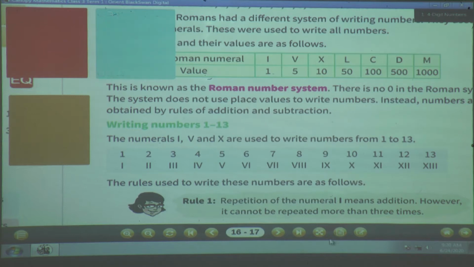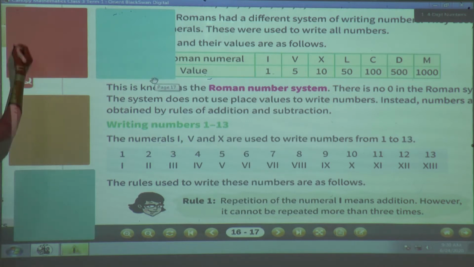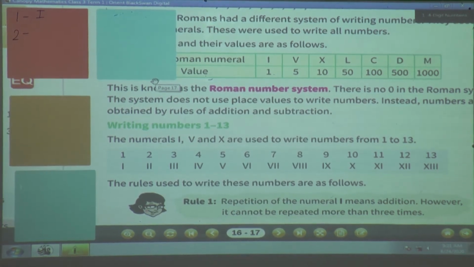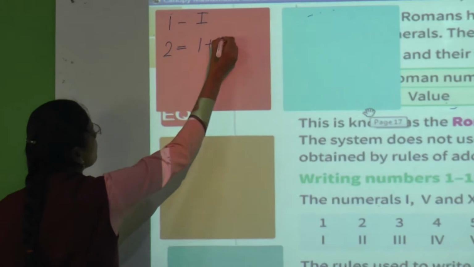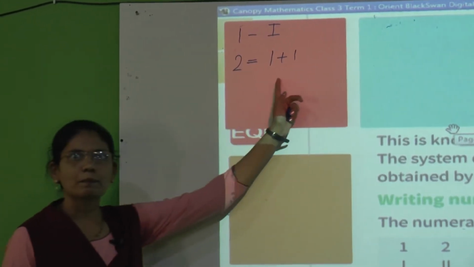Now look at the board. The numerals I, V and X are used to write numbers from 1 to 13. Now see, I will write here 1. For 1, which letter were they using? Yes, 1 means I, capital I. All the letters should be in capital. Now suppose I have to write 2. I have to show 2 in the Roman numeral system. Then how will you show? Yes, children, see, 2 means what? 1 plus 1, isn't it?